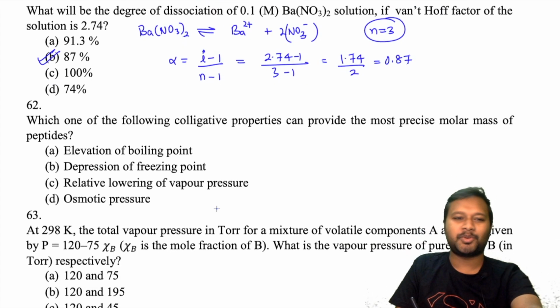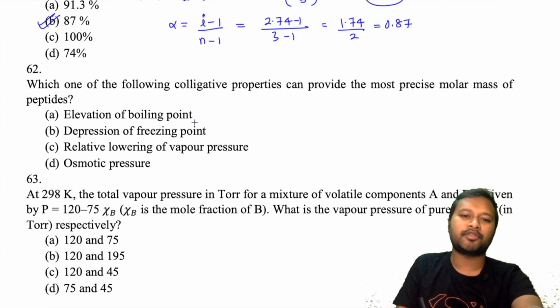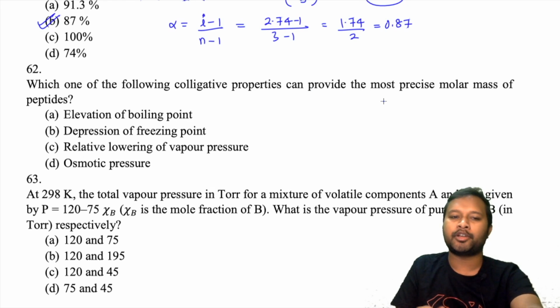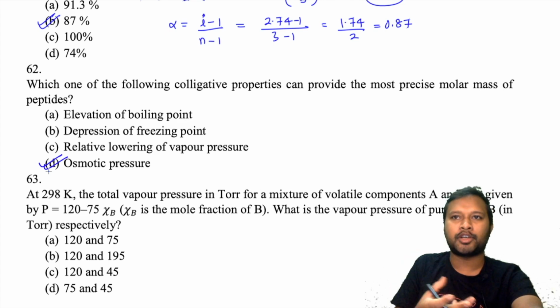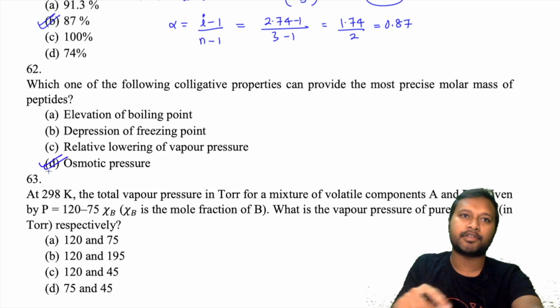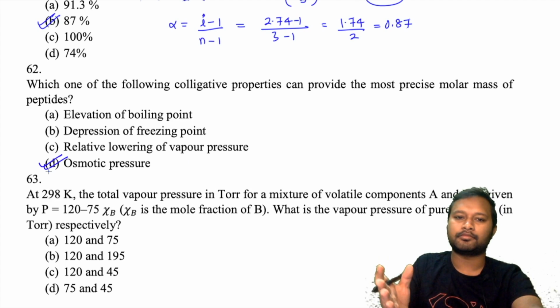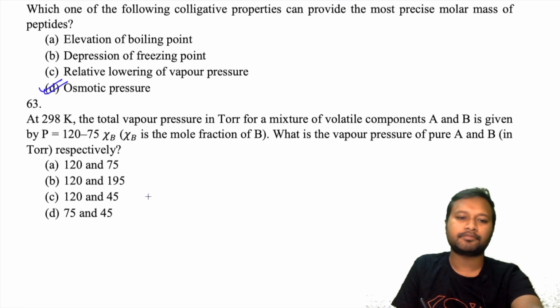Alright, let's go to the next one, which says: which one of the following colligative properties can provide the most precise molecular mass of the peptides? That's your osmotic pressure, because osmotic pressure is directly related to concentration, which is directly related to the number of moles, and once you get the number of moles you can easily calculate the molecular mass, right? So option D is the correct one.